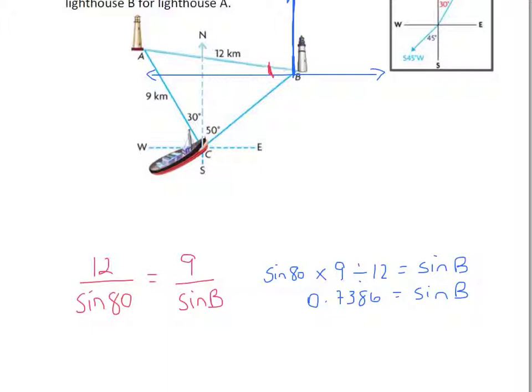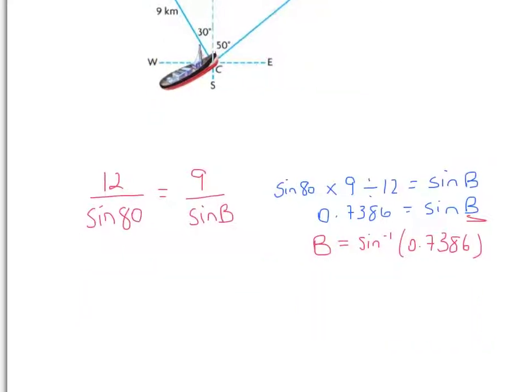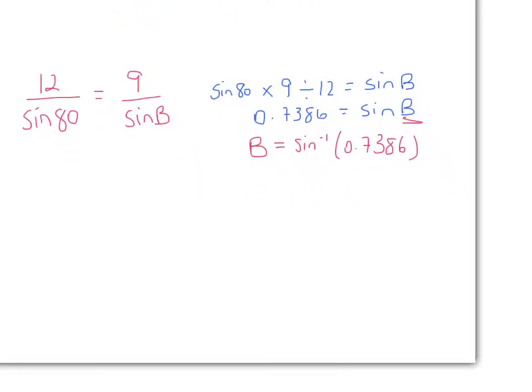So 0.7386 equals sine B. Now don't take my word for it. Pause the video, plug it into your calculator, make sure you're getting the same numbers that I'm getting here, okay? So now to get angle B is equal to inverse sine 0.7386, which is equal to 48 degrees.